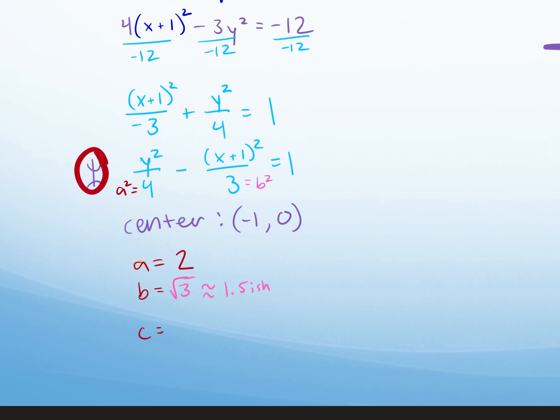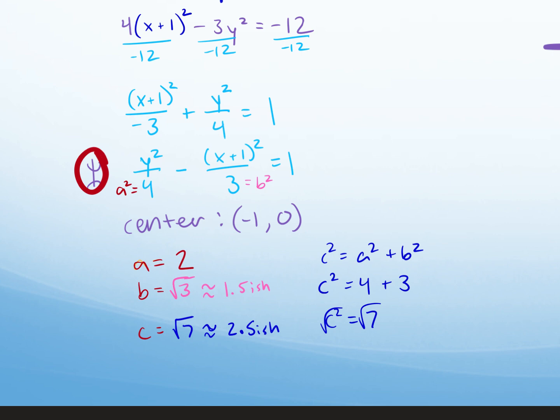How do we find C? C squared is equal to A squared plus B squared. So C squared would be 4 plus 3. C squared is 7, so C would be square root 7. Which is about what? Two point something. We can say 2.5-ish. It'll be in between 2 and 3, because it's greater than square root 4, but less than square root 9.